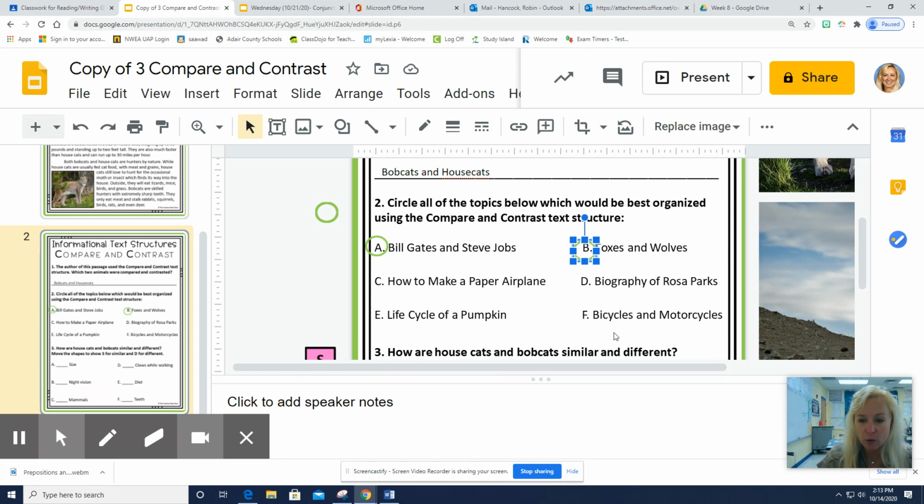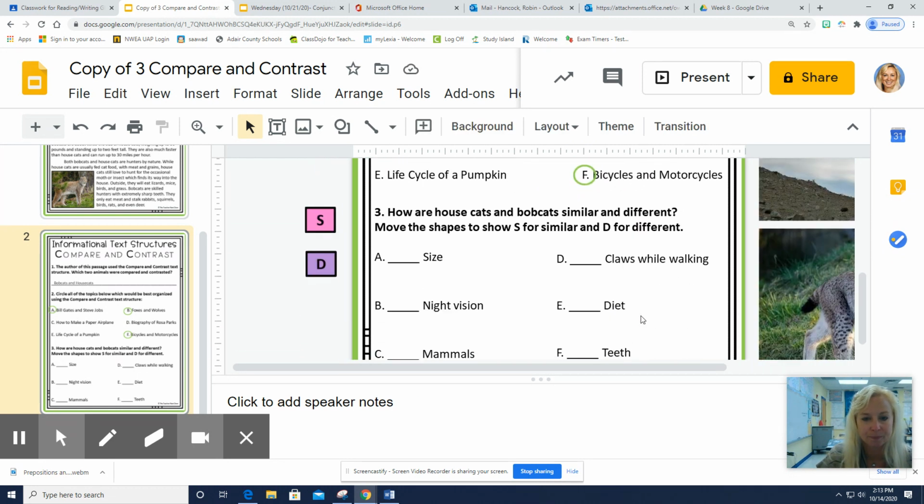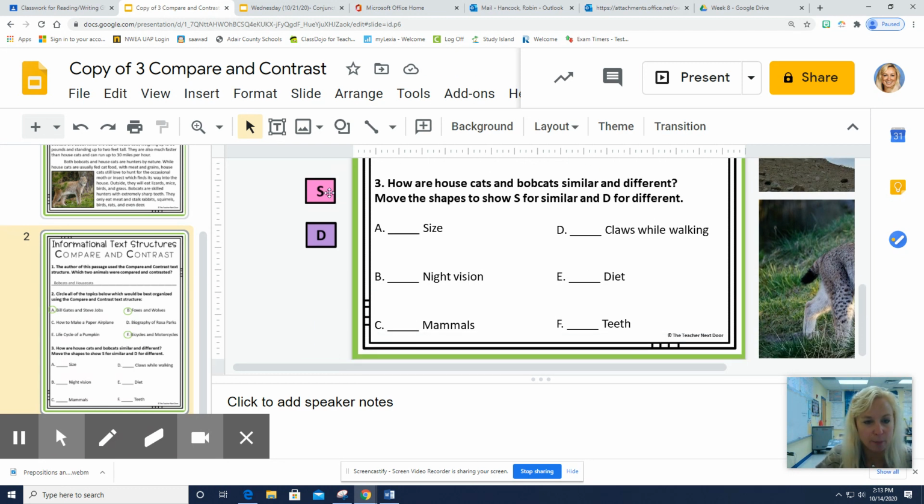So I know it's going to be the sequence text structure. Bicycles and motorcycles. Okay, there we have two subjects. So I'm thinking that those will be compared. Well, if we were to read that, we would find out what was alike and different between bicycles and motorcycles. Okay, next question. How are house cats and bobcats similar and different? Okay, so I'm going to put an S for similar, a D for different.